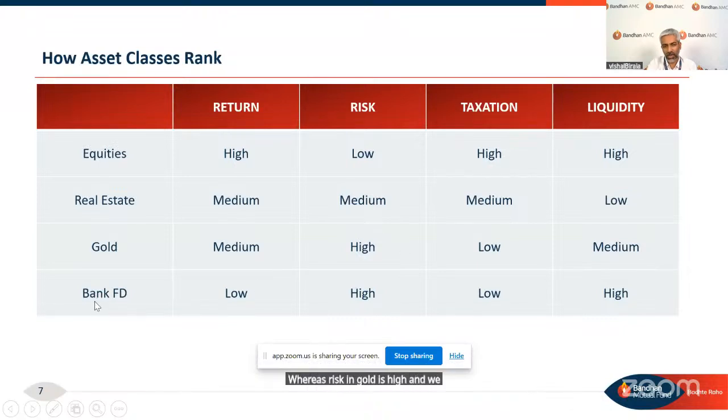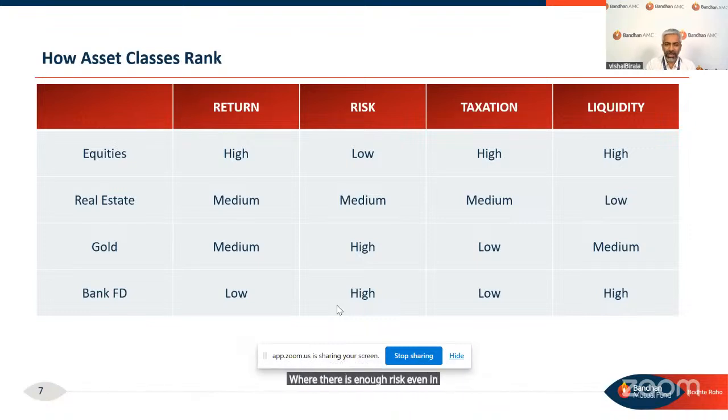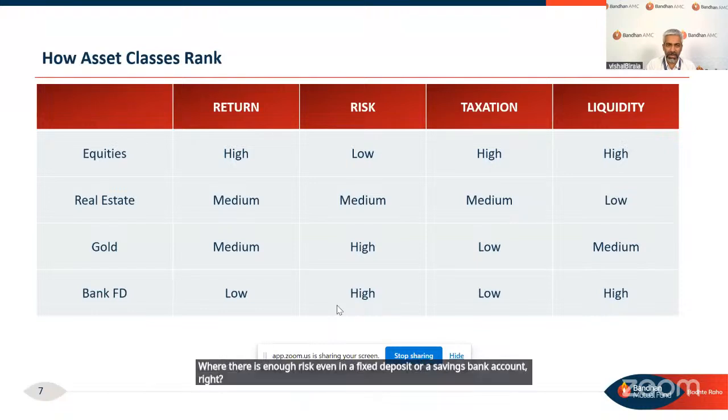If you ask me why a bank FD is stated as high risk, there are a lot of regional rural banks, a lot of cooperative banks, where there is enough risk even in a fixed deposit or a savings bank account, right? Whereas in equities, if you invest in the right funds and the right kind of stocks, then the risk is not that high in the long term.